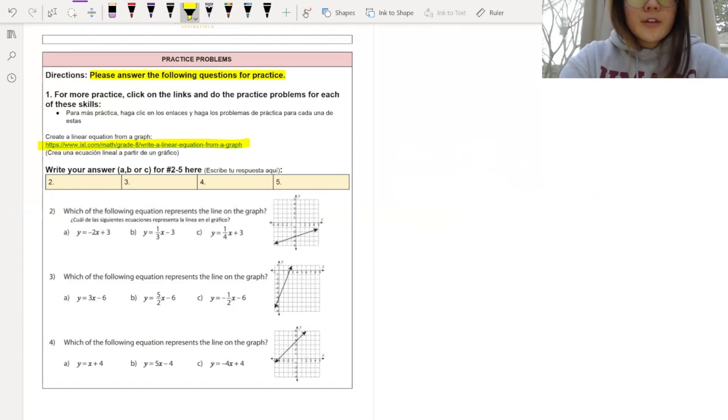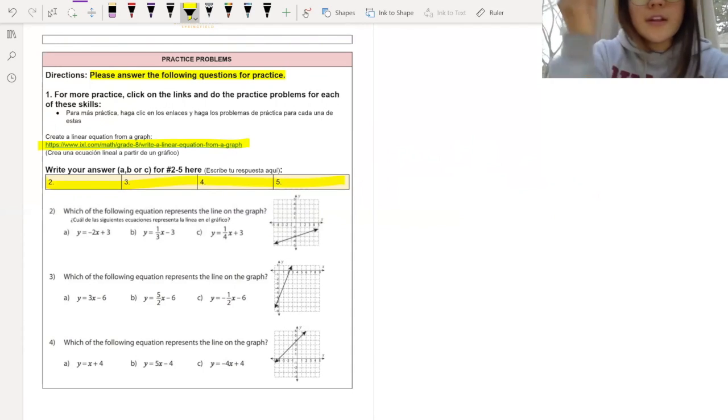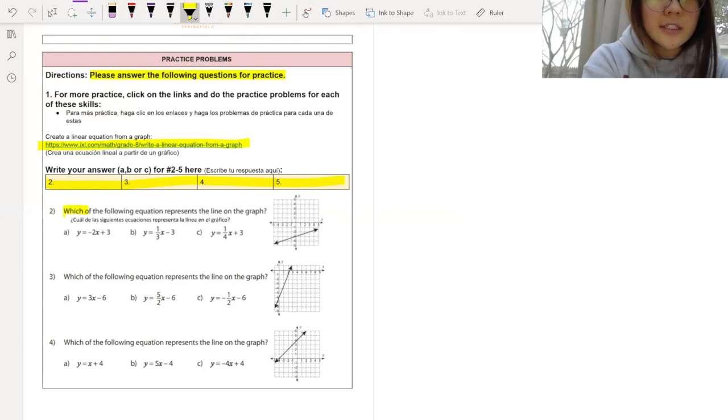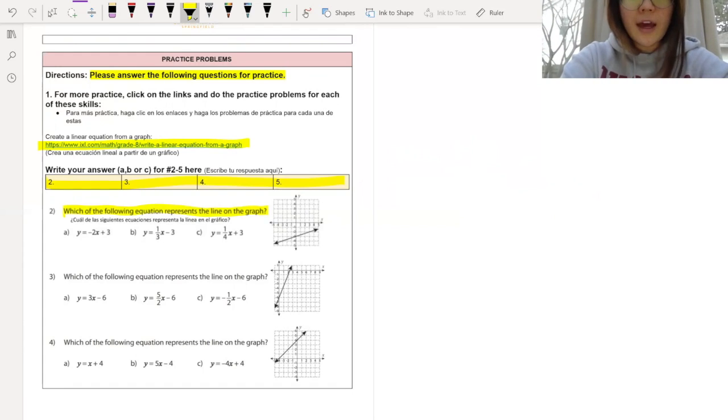But we're going to go over question number 2. You're going to write down your answer here in yellow. Every time there's a yellow box, it means that you're writing your answer down there. So we're trying to figure out this question here. Which of the following equations represents this line on the graph? You have your answers A, B, or C, and you want to figure out what it is.